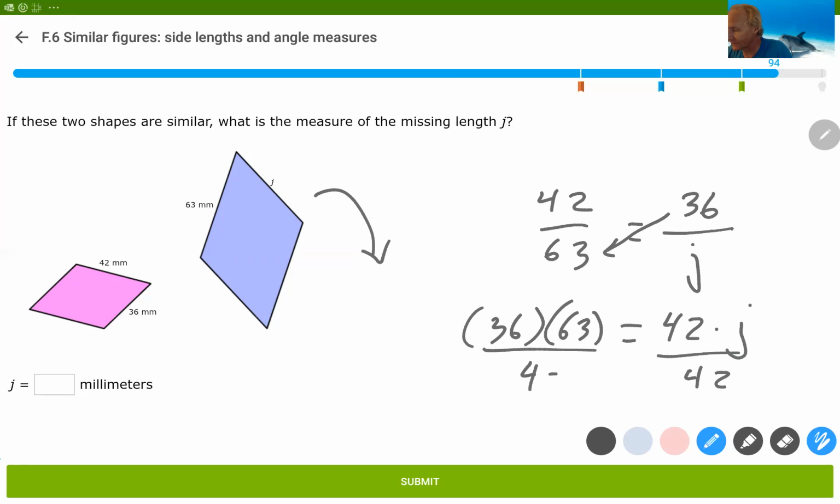Now, the reason I left this as a product is because it's a lot easier for me if I'm going to do the division by hand to simplify this. 42 divided by 7 is 6, and 7 goes into 63 9 times, and then 6 goes into 36 6 times, and 6 times 9 is 54.